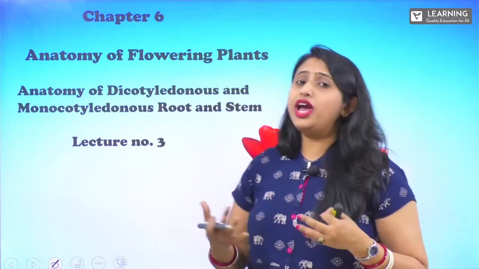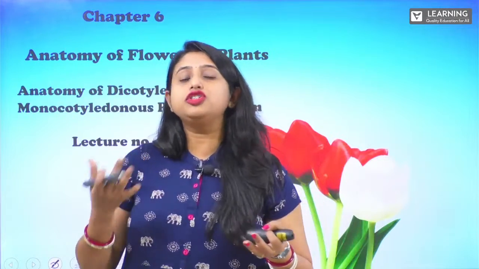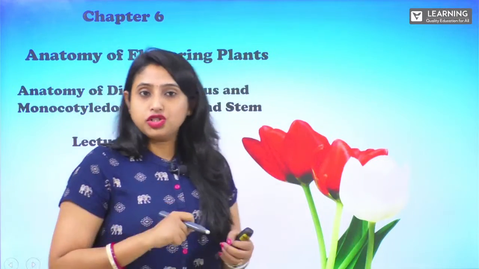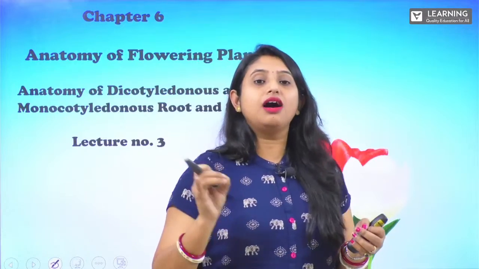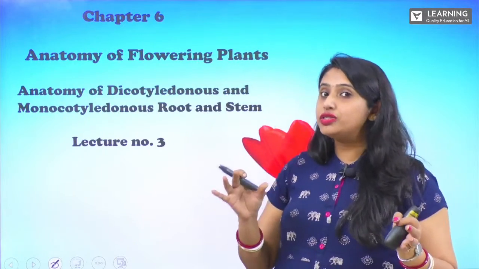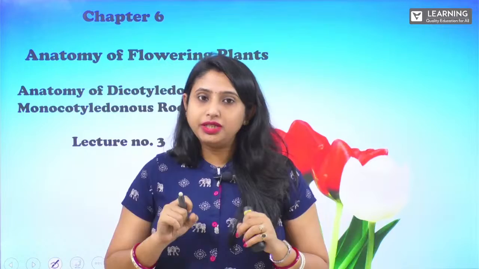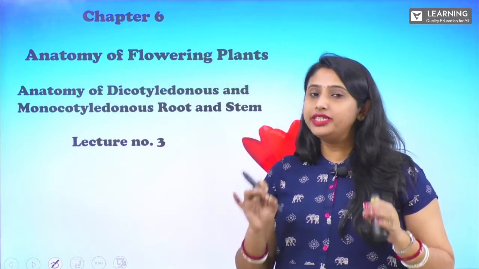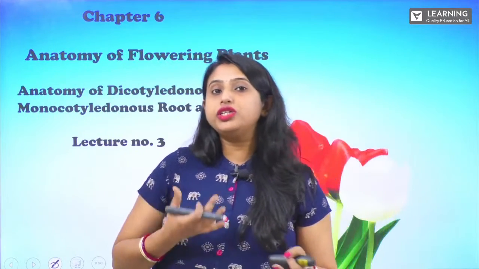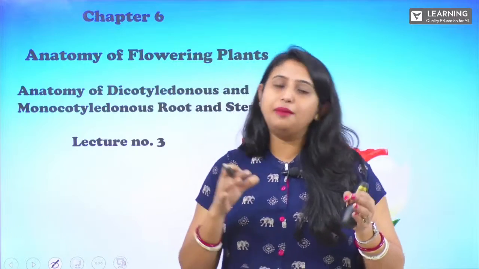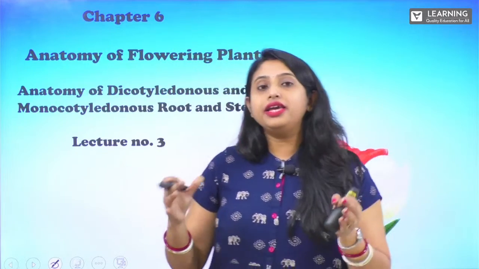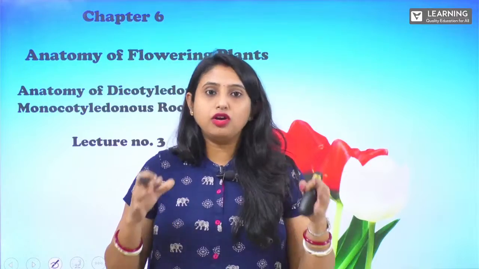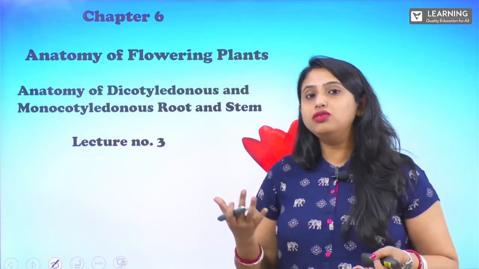And we have covered your ground tissue system. What is this ground tissue system? Ground tissues are all the tissues except your epidermal tissue and the vascular tissues. So all the tissues which are coming in between, we call them the ground tissue system, like your parenchyma, sclerenchyma, collenchyma. All these are your ground tissues.